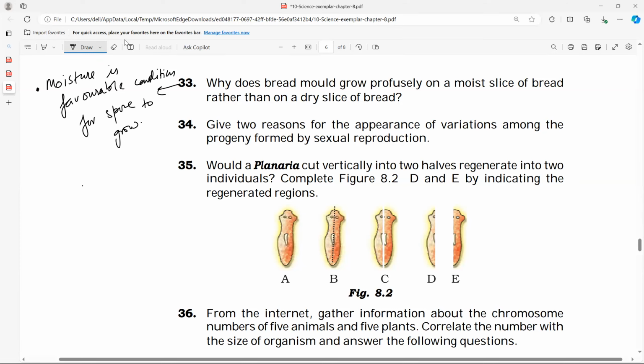Noted also. Question number 34. Give two reasons for the appearance of variations among the progeny by sexual reproduction. Two reasons. One reason is the error in DNA copying. Yes, very important. This is the first one. In sexual reproduction, two parents' DNA is involved. The first keyword is that two parents' DNA is involved. That's why the variations occur. Second, whenever DNA is copied, it is not exact and accurate to the original one. That's why variation occurs.